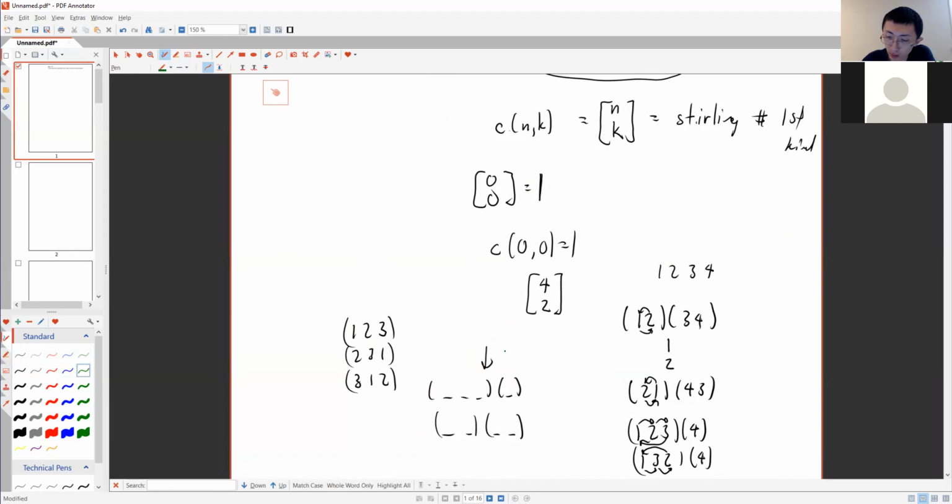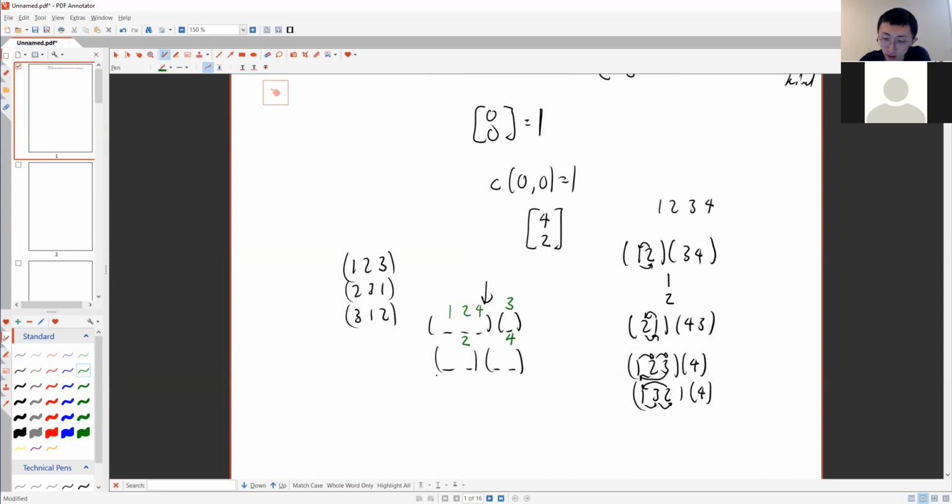Yeah, so there are 4 ways to choose. It's 4 times 2 because there are 4 ways to choose what goes here, and 2 ways to permute the 3 cycle. So once I chose the number here, like let's say 3, then you can either go around the 3 cycle clockwise or counterclockwise: 1, 2, 4, or 1, 4, 2. Okay. What about if you have 2 2 cycles?